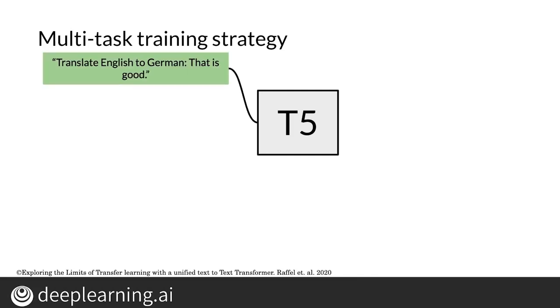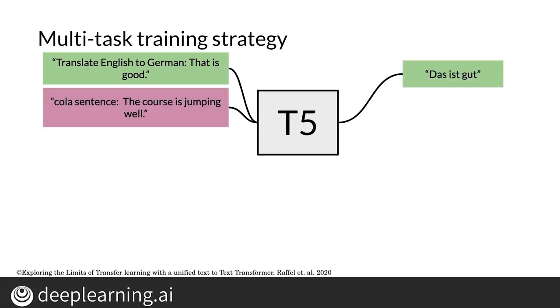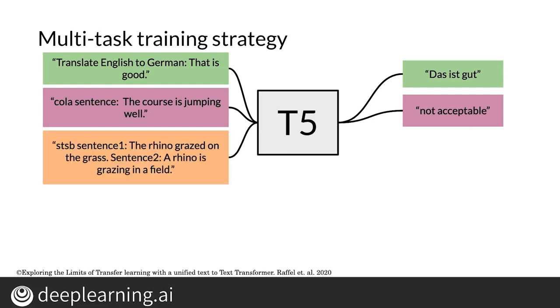So if you want to translate from English to German, you append the prefix "translate English to German," and it gives you the corresponding translation. For a CoLA sentence, like "the course is jumping well," it says it's not acceptable because it's grammatically incorrect. If you have two sentences and you want to identify their similarity, you put in STS-B sentence 1 and then sentence 2 over here, and then you get the corresponding score.